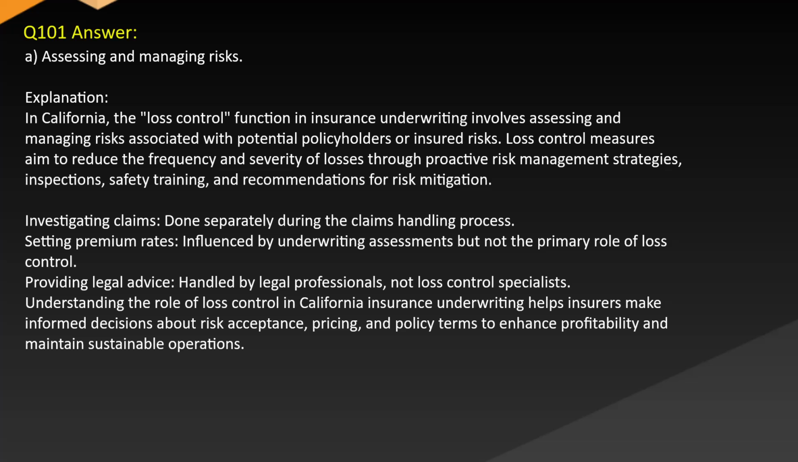Investigating claims, done separately during the claims handling process. Setting premium rates, influenced by underwriting assessments but not the primary role of loss control. Providing legal advice, handled by legal professionals, not loss control specialists. Understanding the role of loss control in California insurance underwriting helps insurers make informed decisions about risk acceptance, pricing, and policy terms to enhance profitability and maintain sustainable operations.